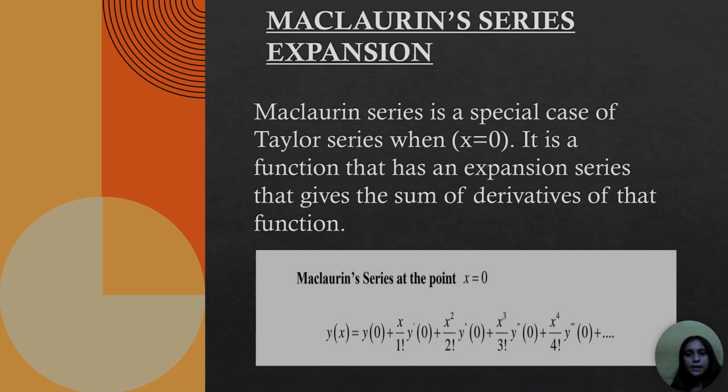So here let us know what is Maclaurin series expansion. Maclaurin series is a special case of Taylor series when a is equal to 0. It is a function that has an expansion series that gives the sum of derivatives of that function. The Maclaurin series formula is y of x is equal to y of 0 plus x divided by 1 factorial into y dash of 0 plus x to the power 2 divided by 2 factorial into y double dash of 0 plus x to the power 3 divided by 3 factorial into y triple dash of 0, and so on till the nth term.